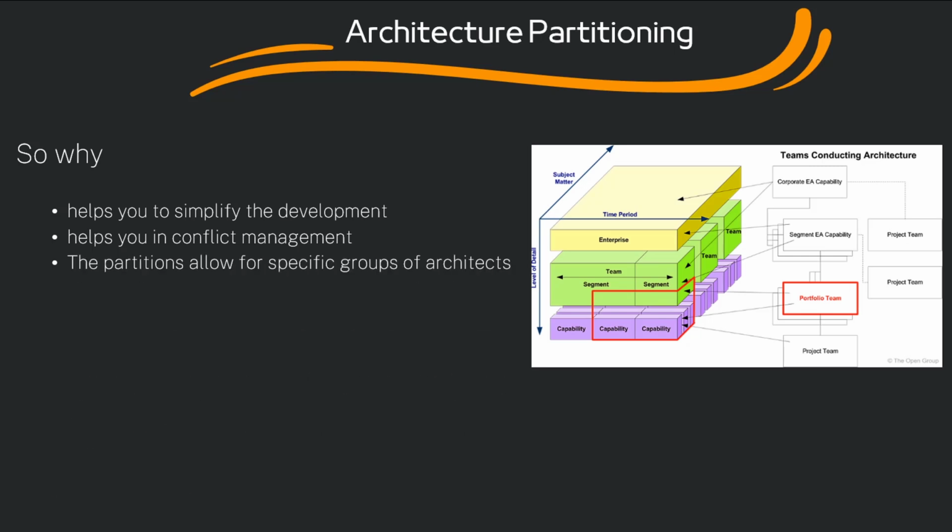Parallelization: the partitions allow for a specific group of architects to own and develop specific elements of the architecture at the same time. Reuse: effective architecture reuse requires modular architecture segments that can be taken and incorporated into product architectures and solutions. And lastly, complexity management: you organize the enterprise continuum into a set of related solutions and architectures with manageable complexity for each individual architecture or solution.